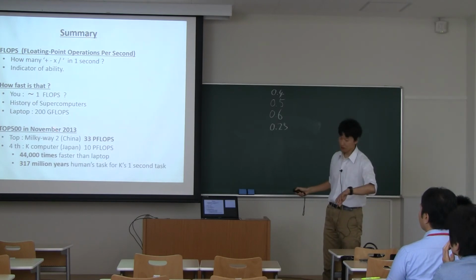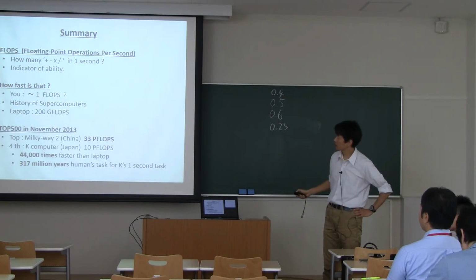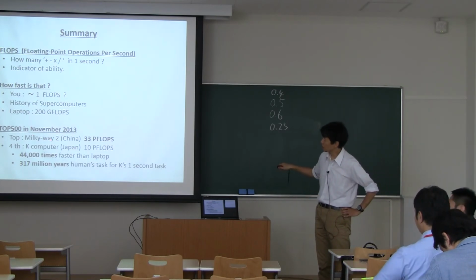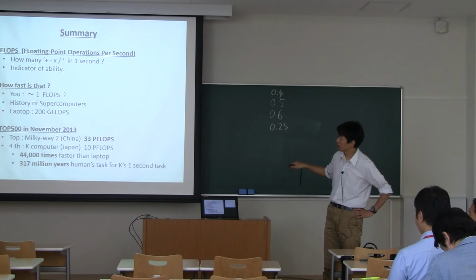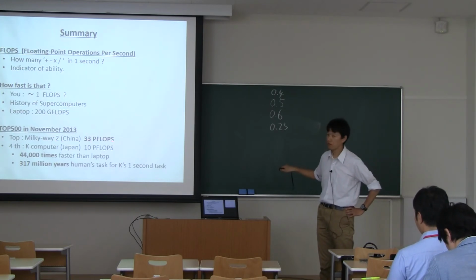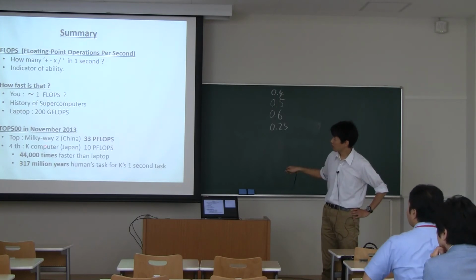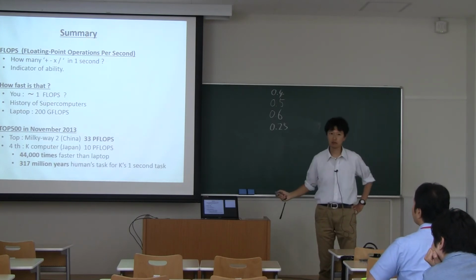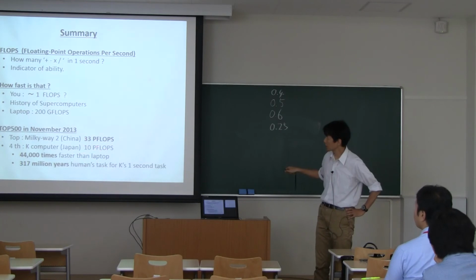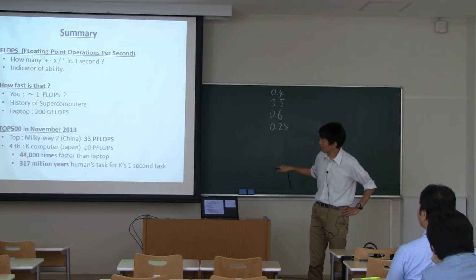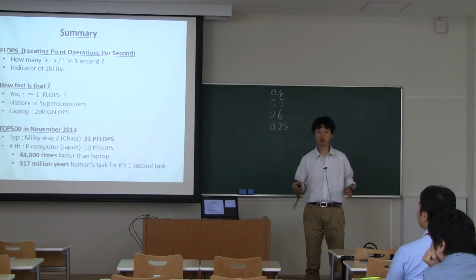And third, I talked about the top 500 list in November 2013. The fastest supercomputer was revealed in China. It was 33 petaflops, very fast. And the Japanese K computer was the fourth fastest supercomputer, at 10 petaflops, and about 44,000 times faster than your laptops.